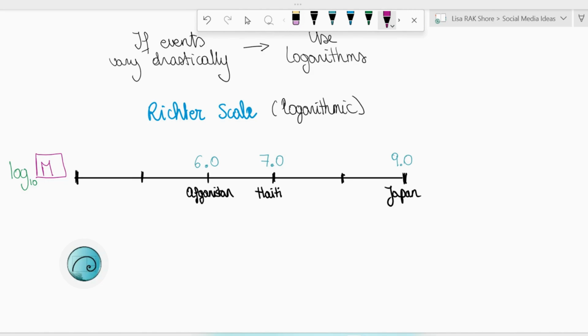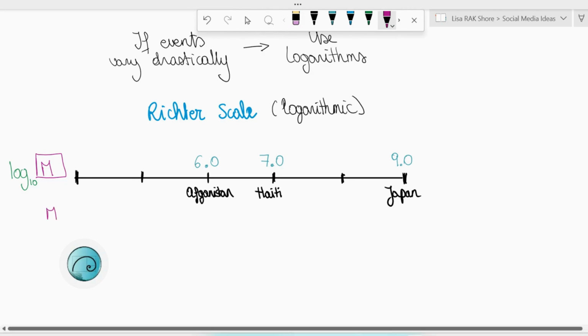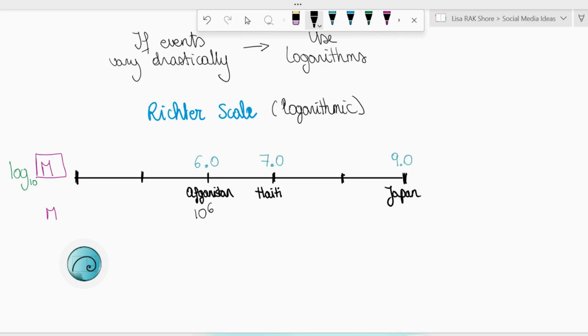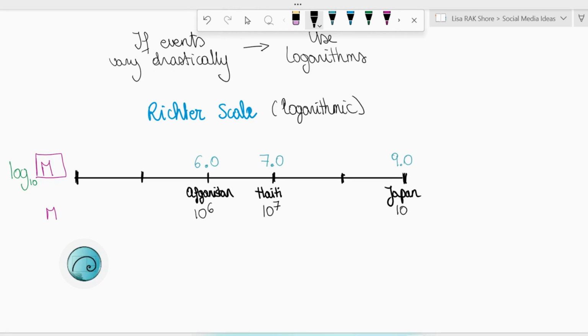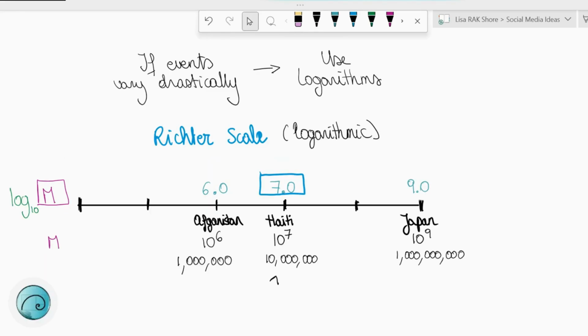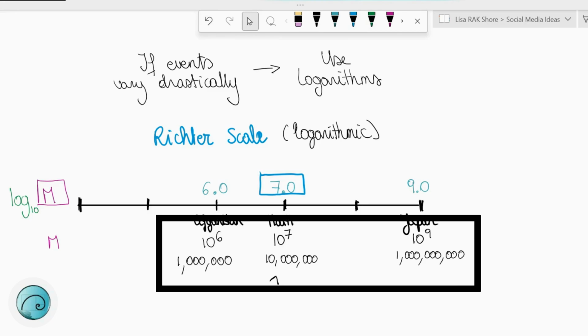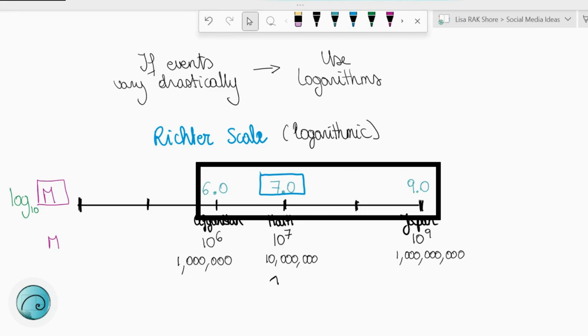So if log of m with base 10 is 6, then what is m? 10 to the sixth power. And in the next two cases, this will be 10 to the seventh, and the magnitude here will be 10 to the ninth. The value of m tells us how strong the earthquakes are, while the Richter scale is used to represent these huge numbers using a manageable scale.